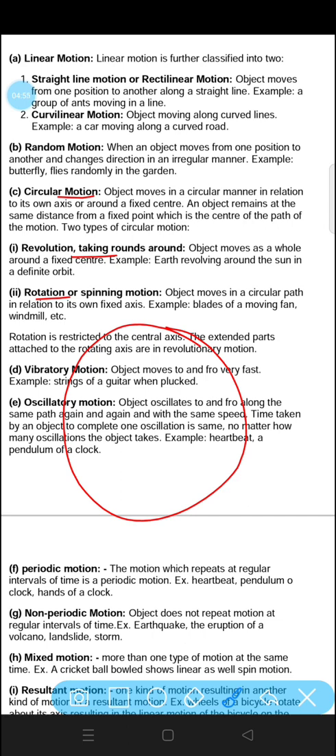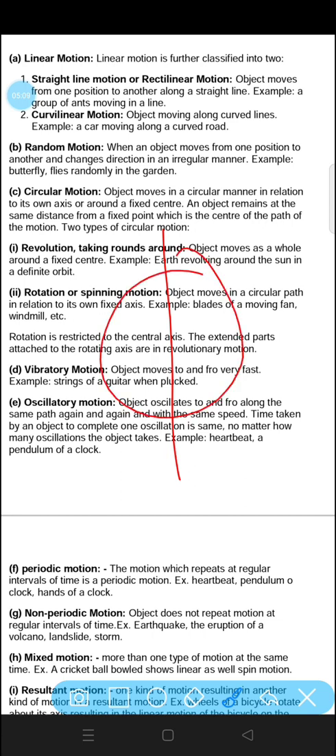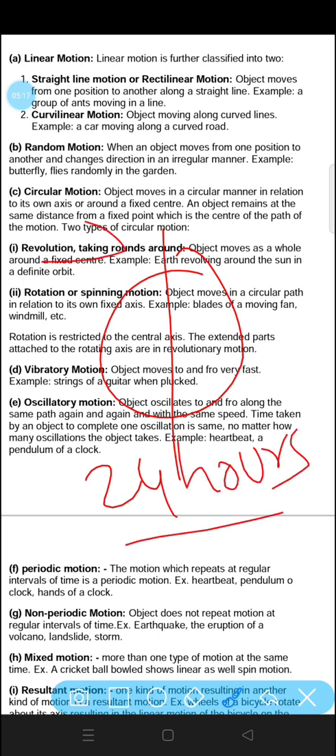When our earth completes 1 year, it completes its revolution in 1 year, that is 365 days. It is called revolution. And the earth completes its rotation. Earth rotates on its axis in 24 hours. The earth completes its rotation in 24 hours and it completes a revolution in 365 days.